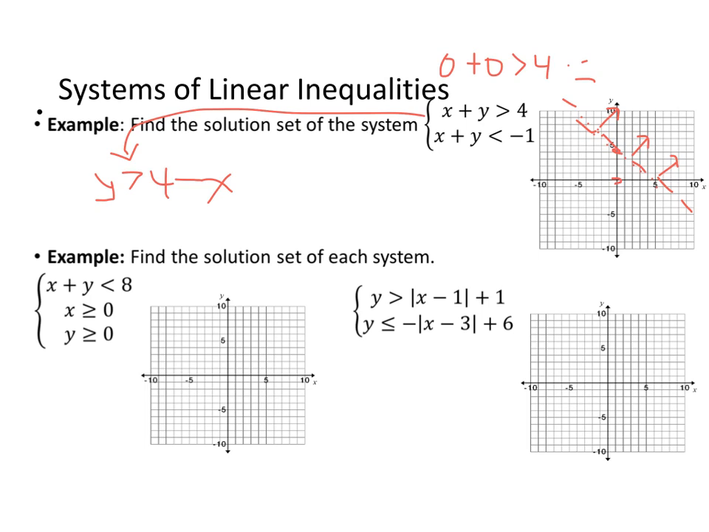If we look at the bottom line, we are just going to subtract x from the other side. y is less than -1 minus x. Our y-intercept is 0, -1. And slope is also down 1 and right 1. Okay. And we'll use a dashed line again.